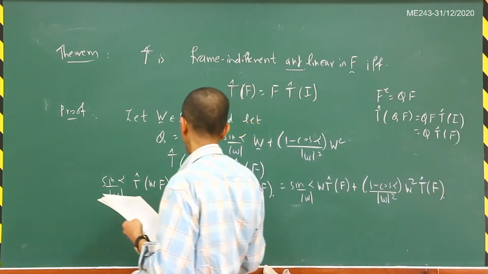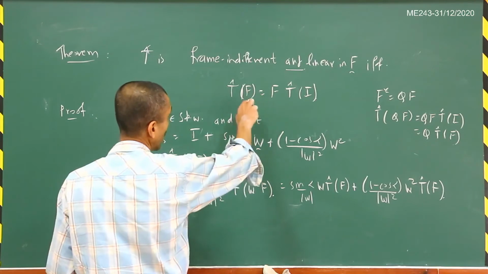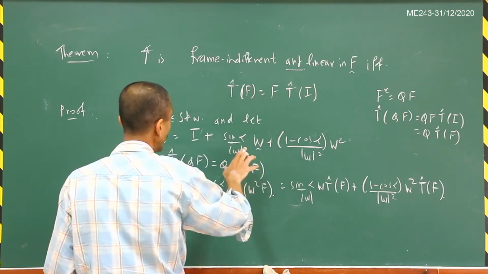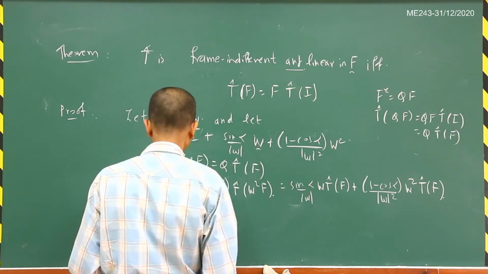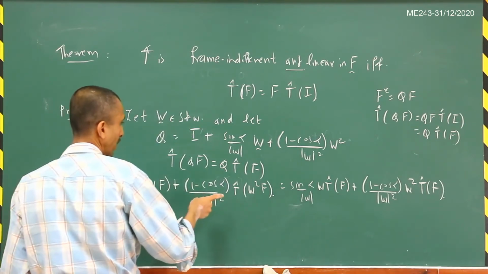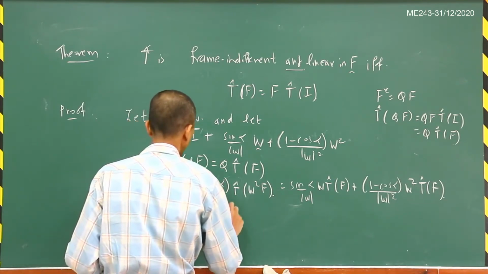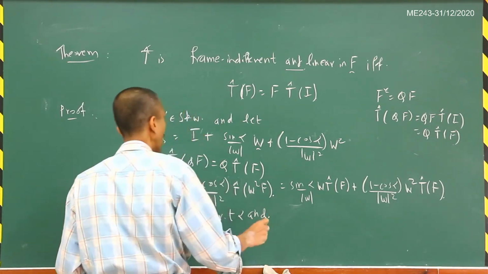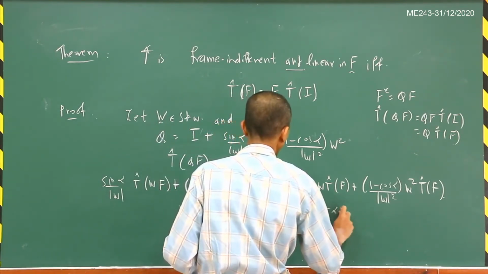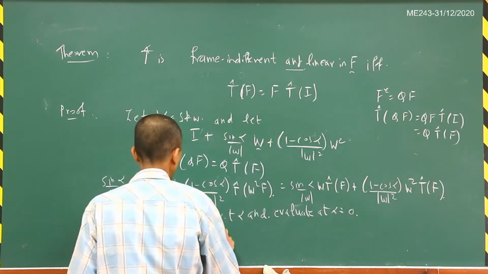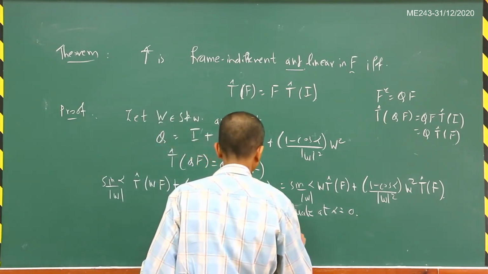So all I have done is that I have used the linearity of the tensor mapping, and I've simply substituted for Q into this particular relation, and this is what you will get. Now you differentiate this relation with respect to alpha and evaluate at alpha equal to 0. Then what you will get is that T hat of WF is equal to W times T hat of F.